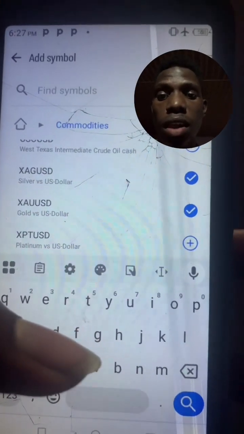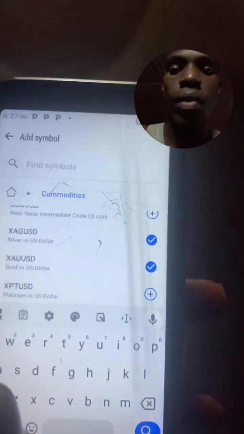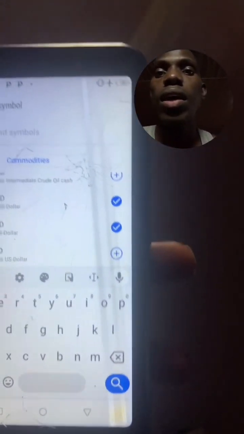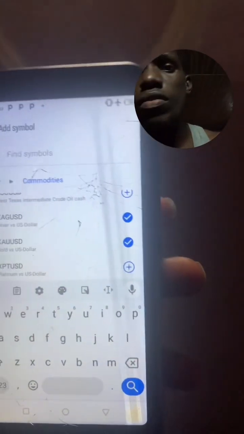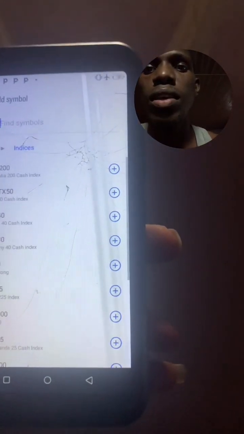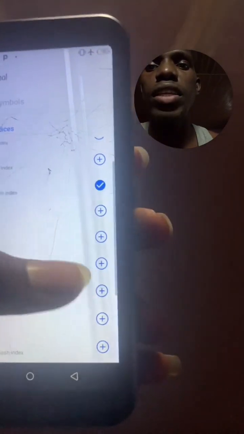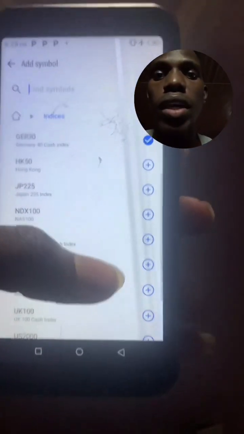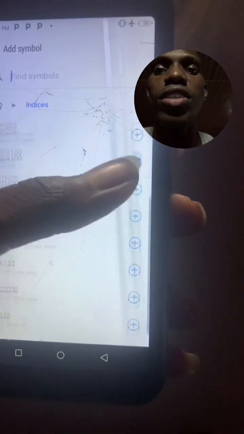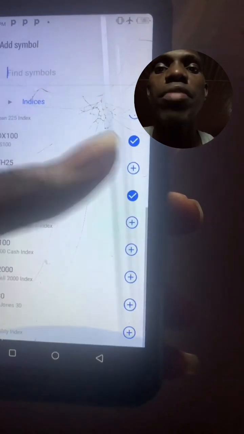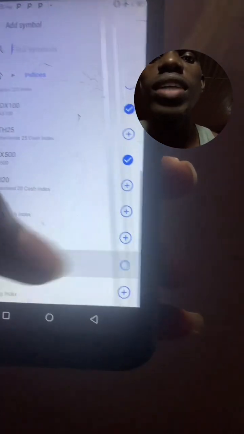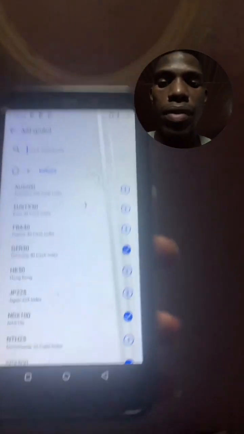Silver and gold. Let's add this right now. Silver and gold. Then go again to index 6. Yeah, these are my pairs. Germany. Put Germany, then Nasdaq and US 30. S&P 500, then US 30. Yeah, guys, this is my pair. This is what I trade on my account. So let's go.